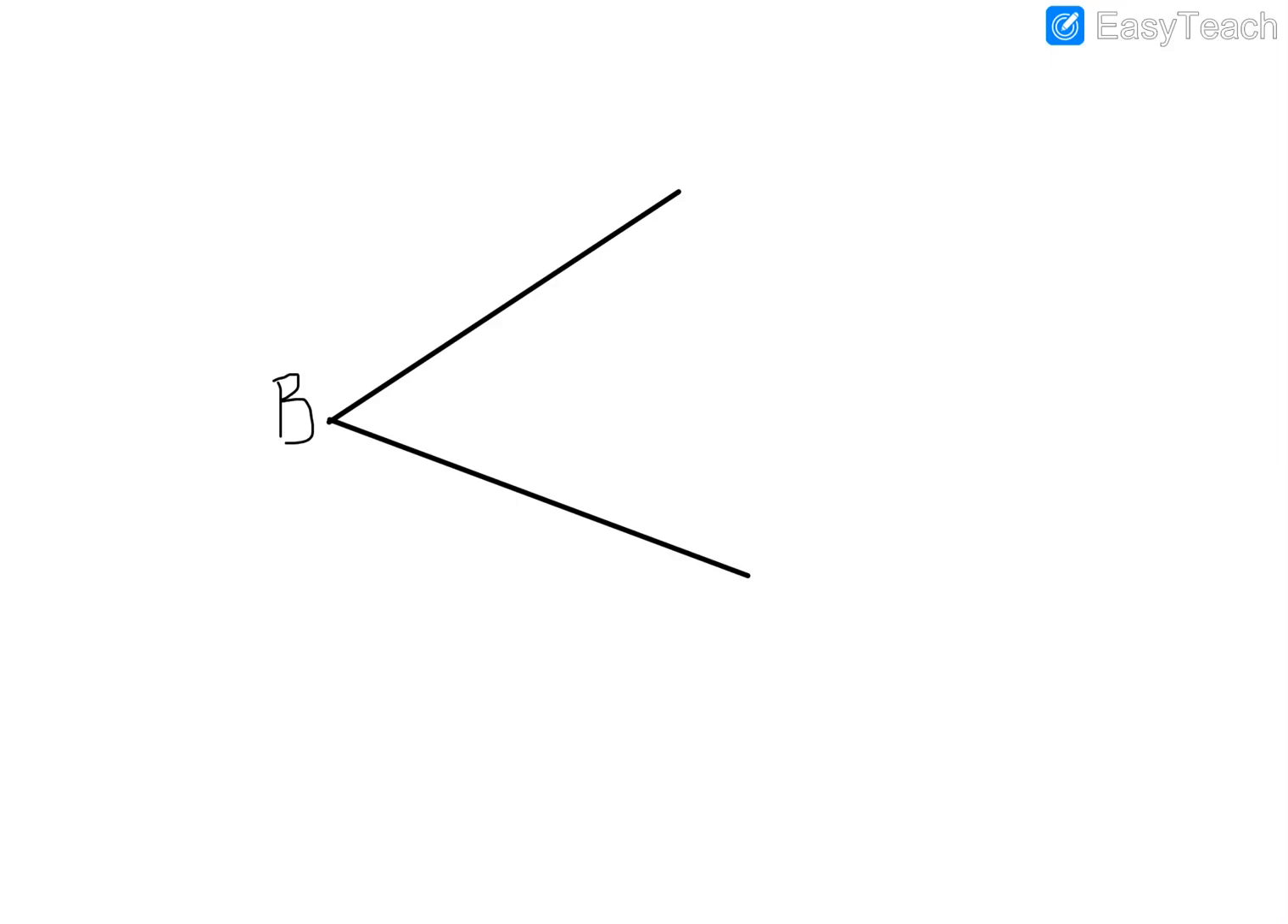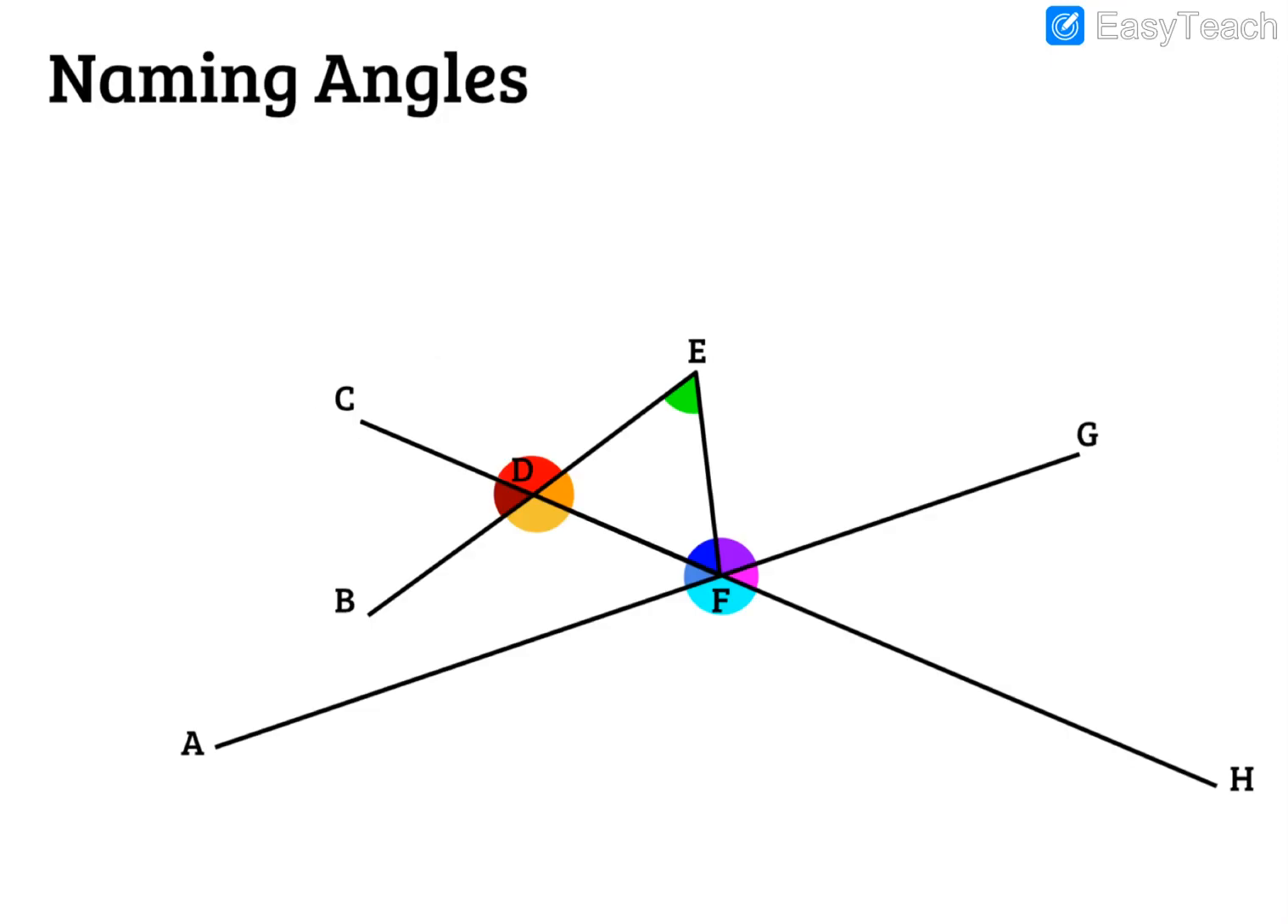So for example, say I've got a really complicated picture like this one here, and I said I'm talking about angle D, it wouldn't be clear if I was talking about this red one, this orange one, the yellow one, or the sort of dark red, brown colour one. So we need a way of making it clear which angle we're talking about.